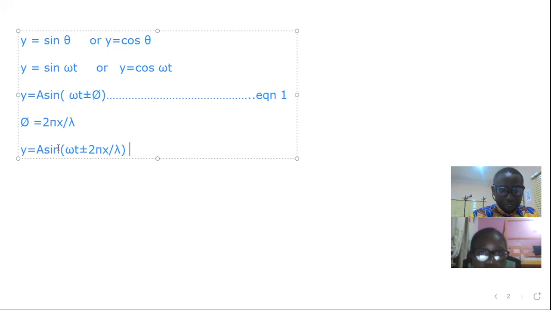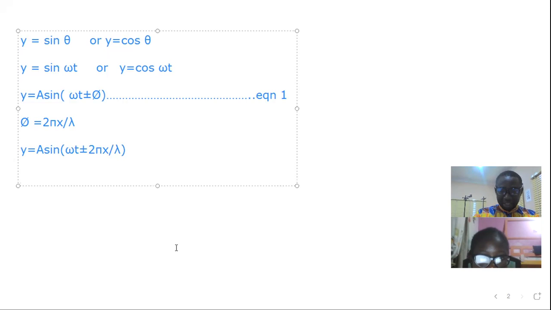We can write our equation as a sine plus or minus. Remember, when you use cosine, you saw minus or plus. But now that it is sine, it could be plus or minus. But remember, we said that a sine wt, that's the angular velocity times the time, plus or minus 2 pi x over lambda, that is our constant already.